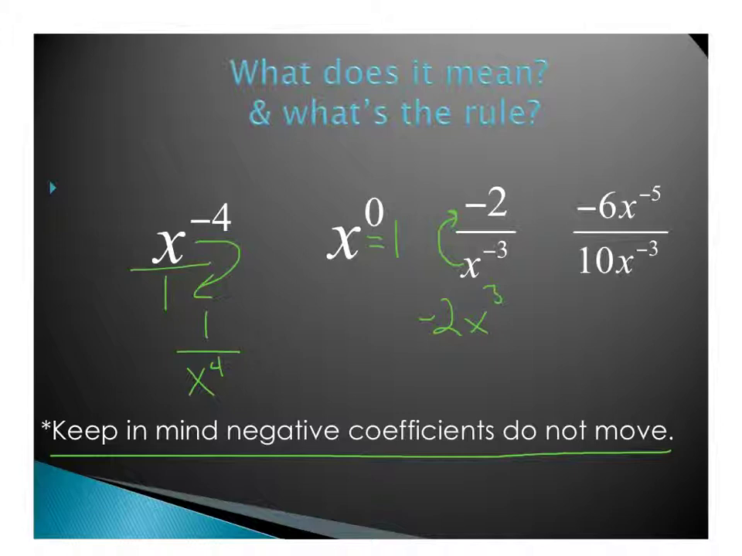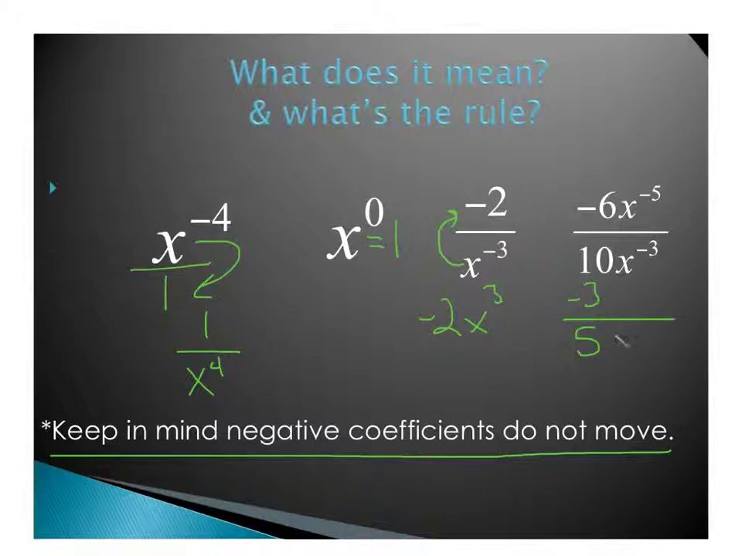And lastly, we have x to the negative fifth over x to the negative third. Okay, well, first off, we can simplify our coefficients. They're both divisible by 2, so I'm going to have negative 3 over 5. Now, here's the tricky thing with the negative exponents. Which number is larger? Negative 3 or negative 5? Well, negative 3 is closer to 0. When we're talking about negative numbers, you kind of have to think opposite. So negative 3 is going to be a larger exponent.